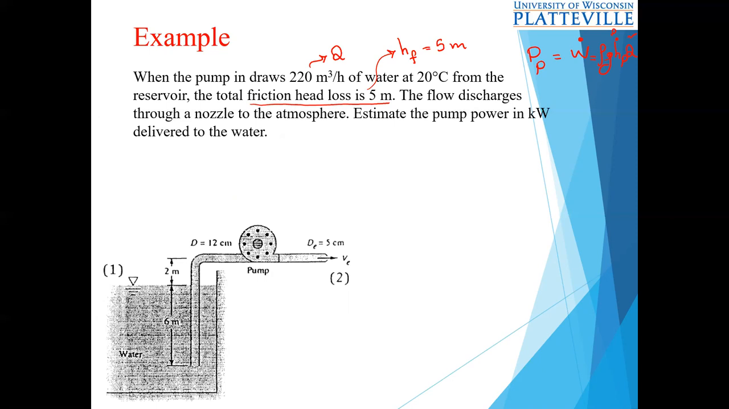How can we find the head for the pump? Think about it. Correct, we can write Bernoulli's equation. To find the head for the pump, we need to find two points where it's easy to write Bernoulli's equation. What are those points? One is at the surface of the water, where we know the velocity is zero, the pressure is open to atmosphere so it's zero, and also the elevation, if I assume the datum is here, is zero.